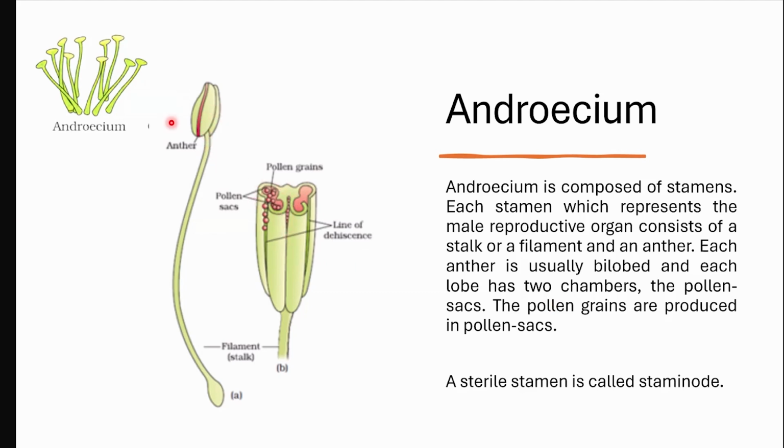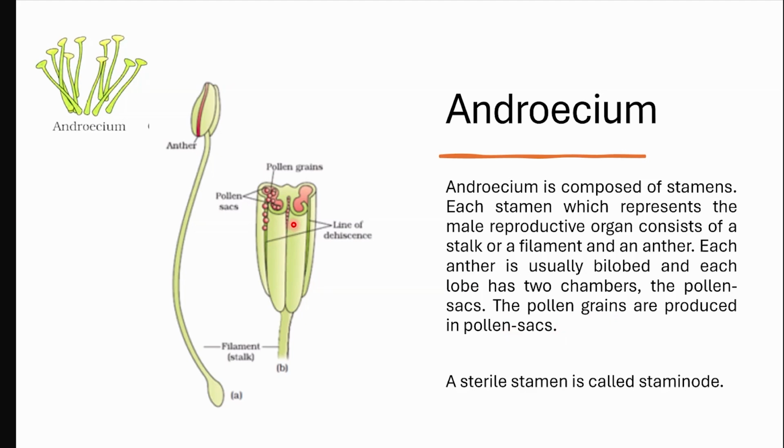There are two anthers, one and two, and each is bilobed. There are two lobes in each, and each lobe has two chambers. So in this anther, there are two lobes. This is one lobe, this is the second lobe. In one lobe there are two chambers, and in the second lobe there are two chambers. These chambers are known as pollen sacs.